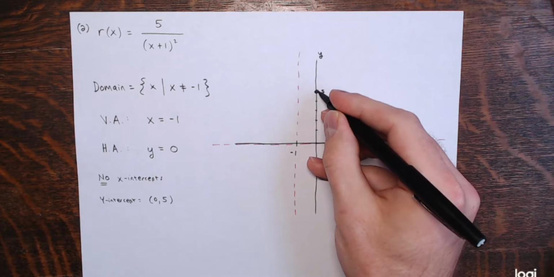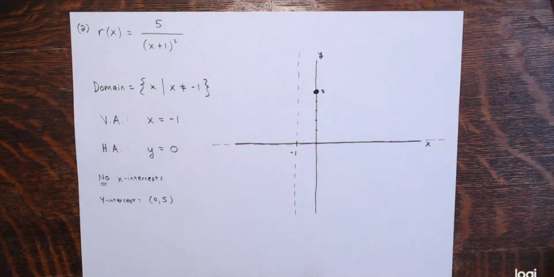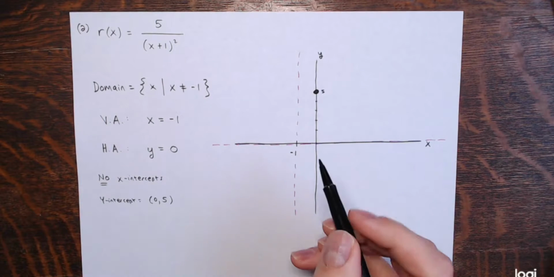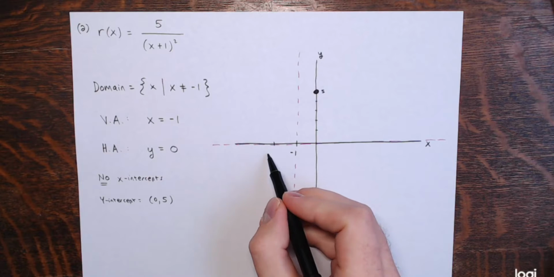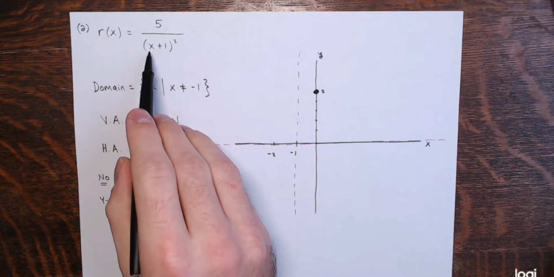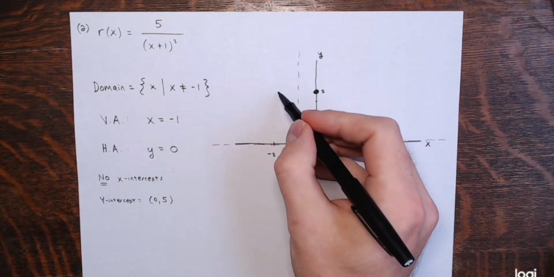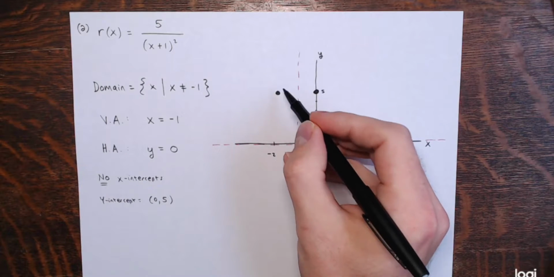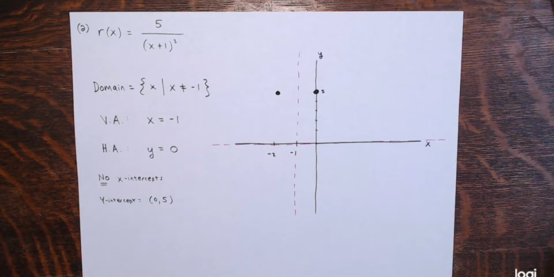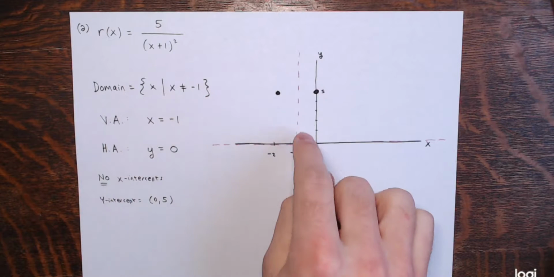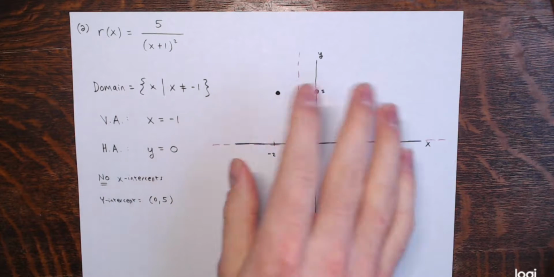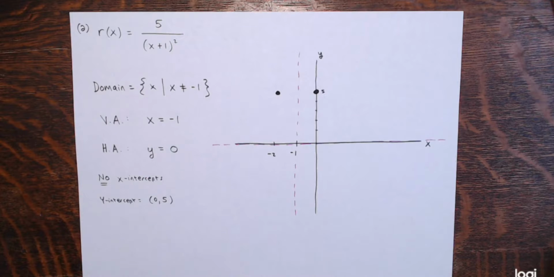And I definitely should plot some other point. An easy one would be, how about negative 2? If x were negative 2, you'd have 5 over 1. You'd have (negative 2, 5). So here's another point that I felt I needed. I should be going around all the vertical asymptotes and intercepts. You should plot points around those if necessary.